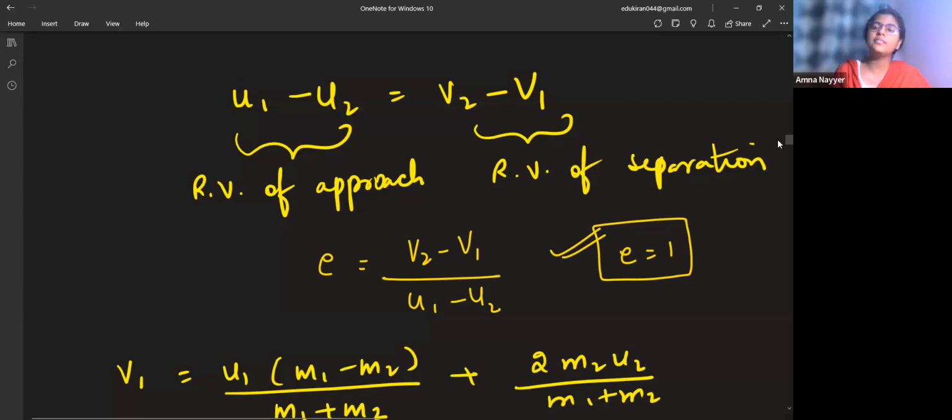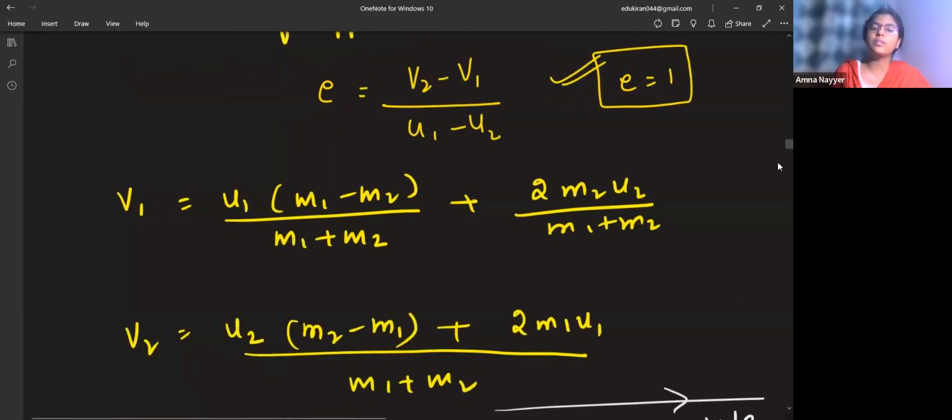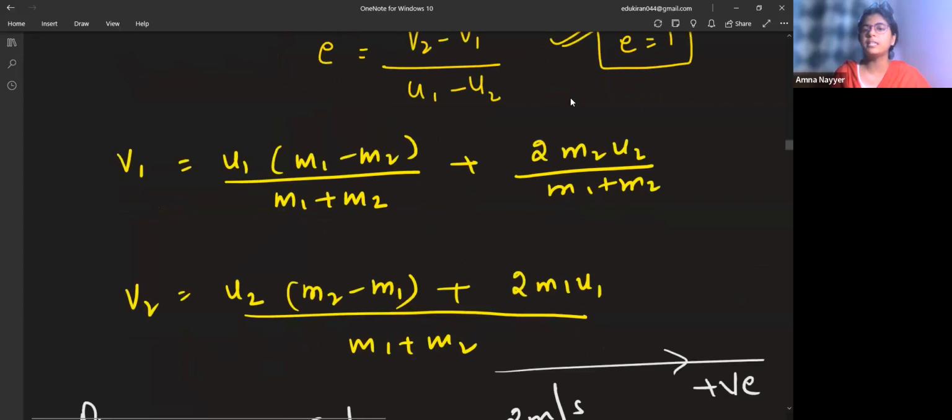Now you have values of velocity. These are the two formulas of velocity which you have to remember. It's just that you substitute the value of e in any of the formulas, you will get it. But there is no need to come to this step. This you will be able to remember as a formula.